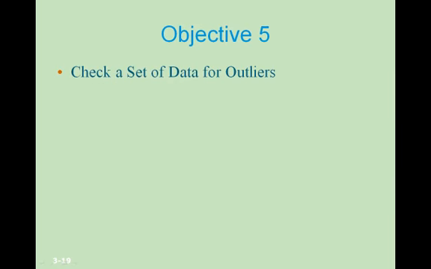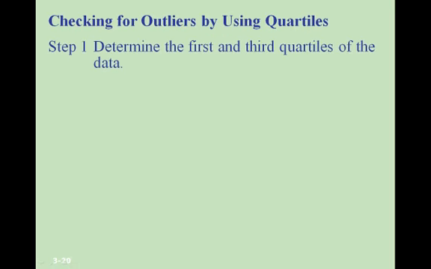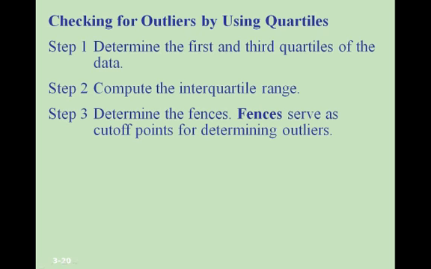Objective 5. We want to check a set of data for outliers. We're going to check for outliers using quartiles, and here are our steps. Step 1, we want to determine the first and third quartiles of the data. Step 2, we compute the interquartile range. Step 3, we determine the fences, and the fences serve as cutoff points for determining outliers.